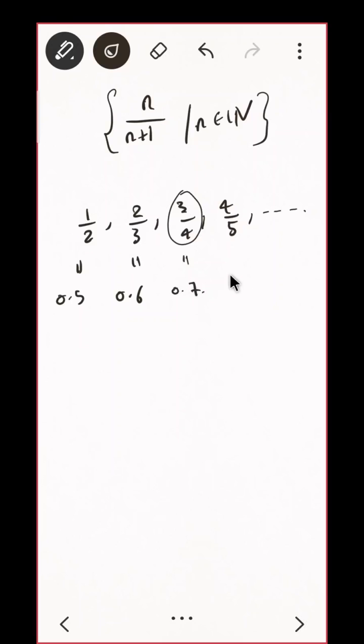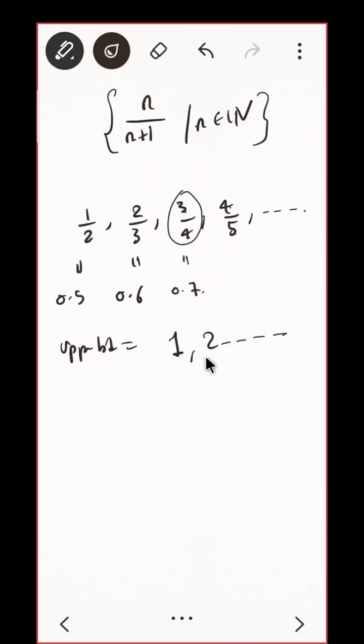Do you see, will this value ever exceed 1? This will always be a decimal, because all the time the upper value will be less than the lower value, correct? Do you agree with me? At least by 1 unit only. So this will never exceed 1. So can I say my upper bound is 1? And after that everybody is an upper bound. Do you agree?